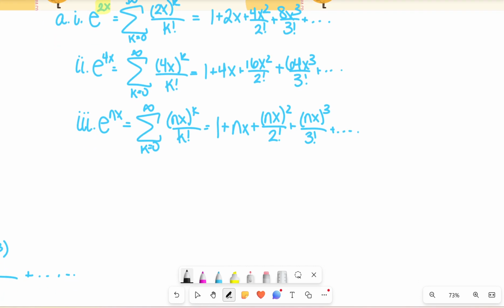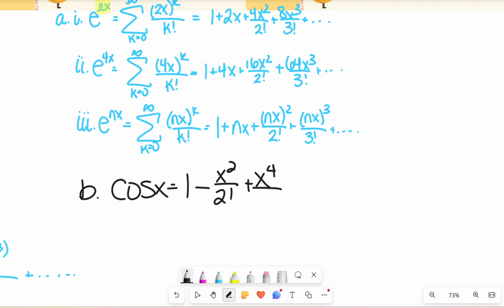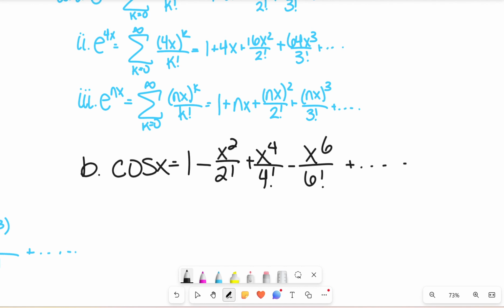So now, again, I have the cosine x expansion given to me in my IB formula booklet. So this is 1 minus x squared over 2 factorial plus x to the 4th over 4 factorial minus x to the 6th over 6 factorial. And this is going to continue every single time. I don't have this one written in summation form, but this is just written out what it would look like.